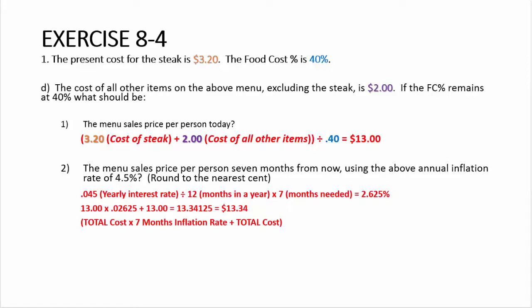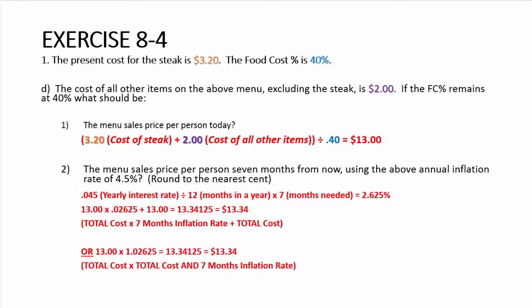We need to add that to our current selling price of $13. So again, $13 times decimal 0.02625, the decimal equivalent of 2.625%, plus the $13, rounded off to the nearest cent, our new sales price becomes $13.34. Or the one step shorter way, the selling price of $13 times 1.02625. Again, it gets us there in one step, and we get the same answer. So without inflation, our selling price would be $13. If we factor in 7 months worth of inflation, the price jumps to $13.34.